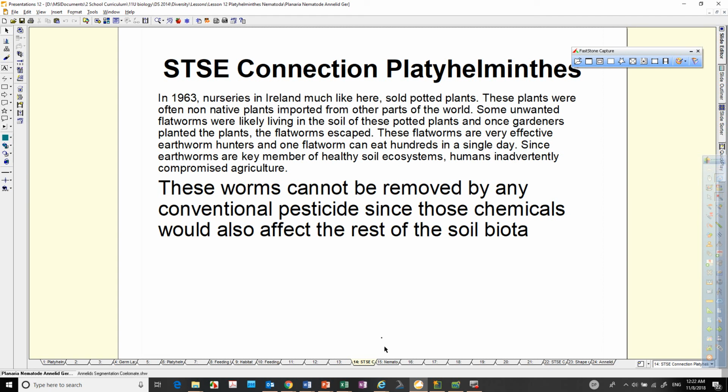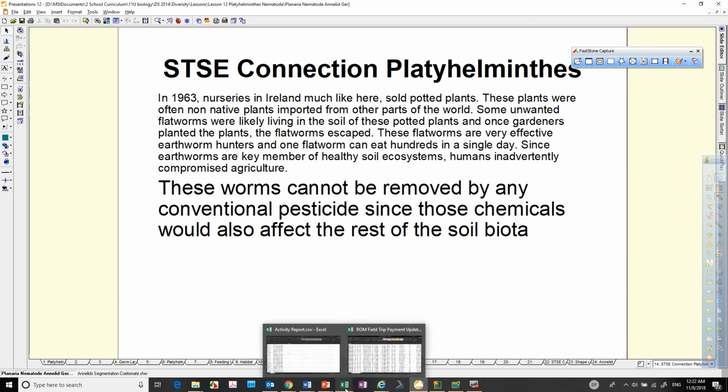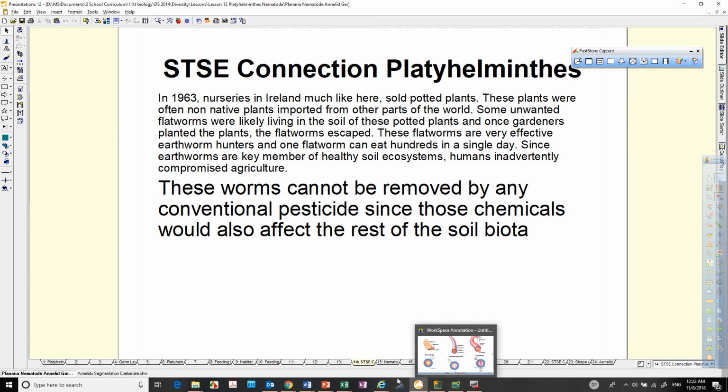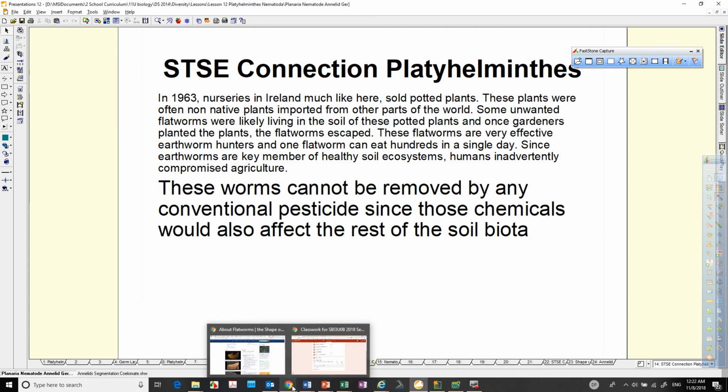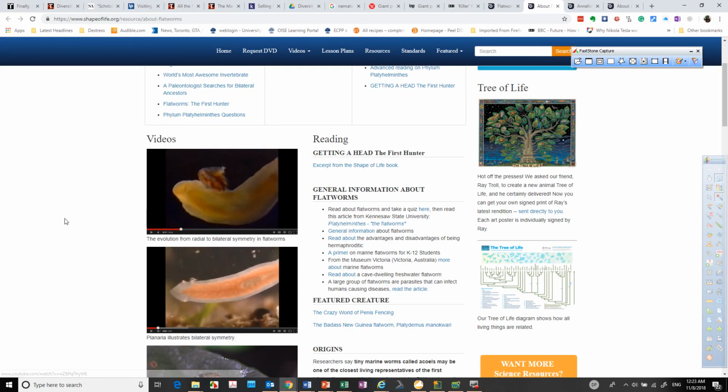Basically what happened was there was a bunch of farmers in England, in the United Kingdom, and they were noticing that their crops weren't doing as well. And eventually their crops were dying, and they couldn't figure it out. And then they realized that the earthworm population was being decimated. And so these were flatworms that were brought over from Australia or New Zealand.